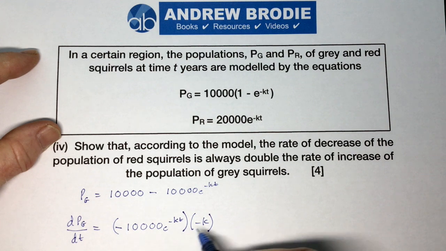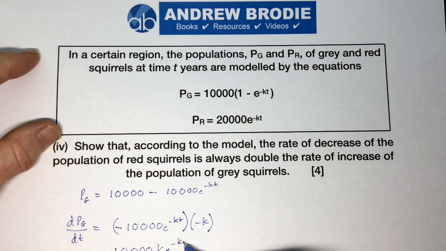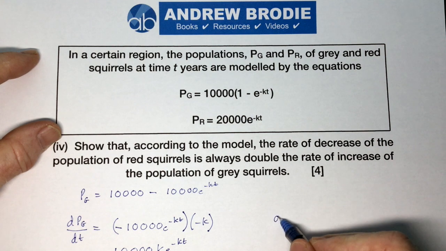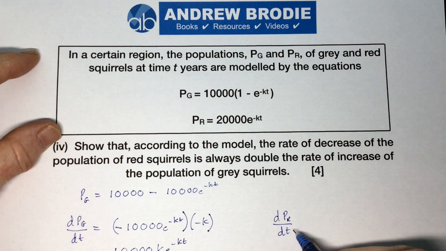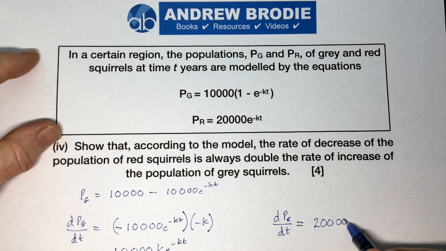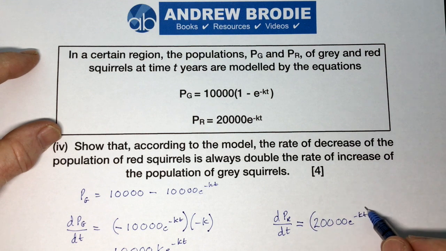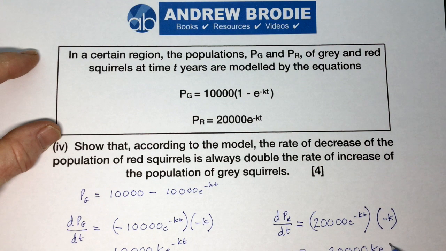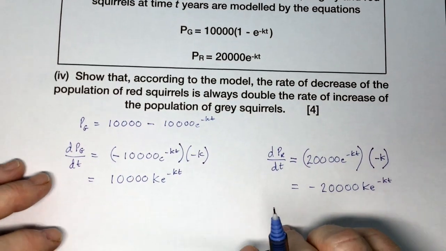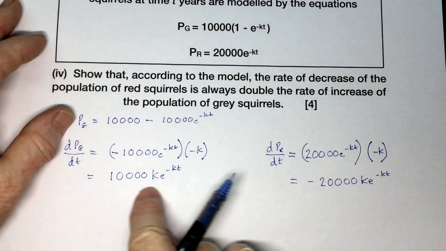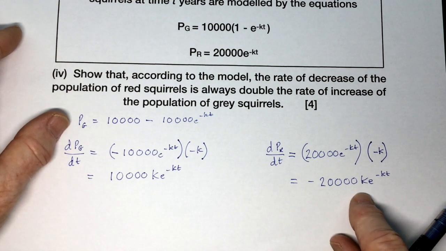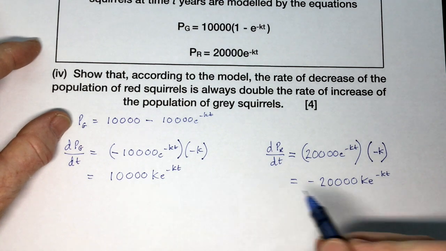So we end up with, minus times a minus is a plus of course, 10,000 k e to the minus kt. Now if we differentiate this one, dPr over dt is going to be equal to 20,000 e to the minus kt, the expression itself multiplied by the differential of that one, which is minus k. So that ends up as minus 20,000 k e to the minus kt. If we compare these two, that one is increasing because it's positive, that one is decreasing because it's negative, and you can see that it's exactly double.